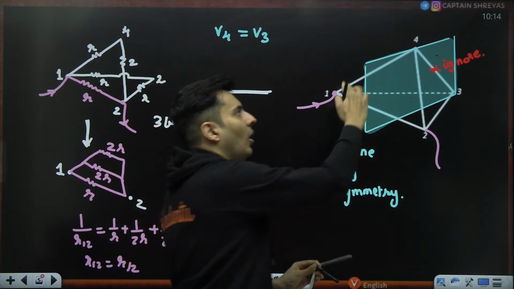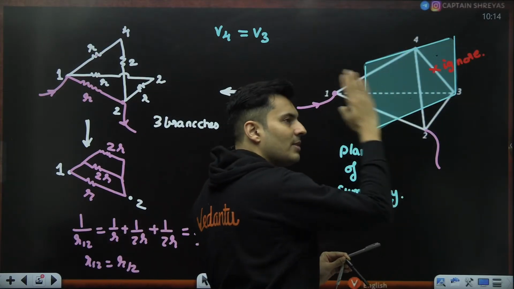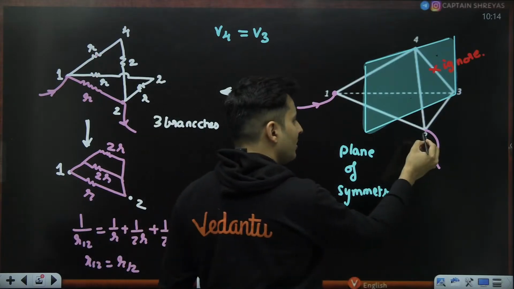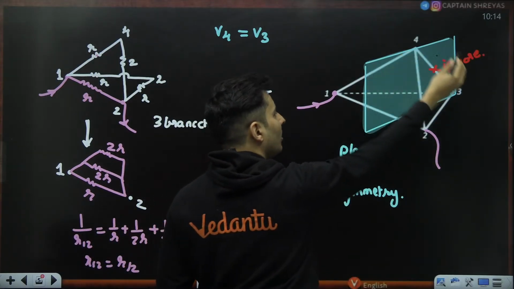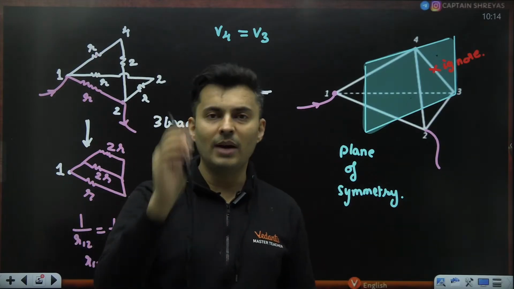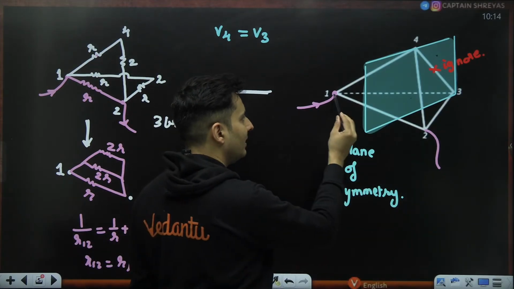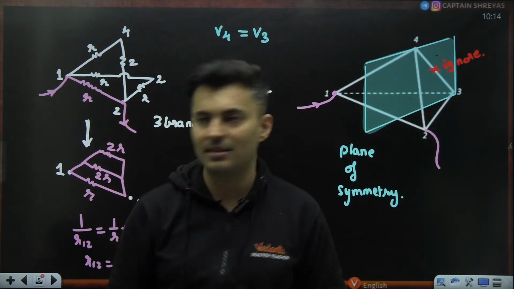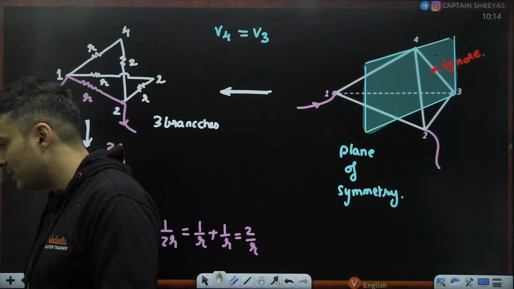That means all these points must be exactly at half the potential. If this is 0 volts, this is V volts, this will all be at V by 2 volts. This will all be at V by 2 volts. If this is 0 volts, this is 100 volts, 4 and 3 will be at 50 volts because it is midway in the circuit. Are you now able to visualize it?